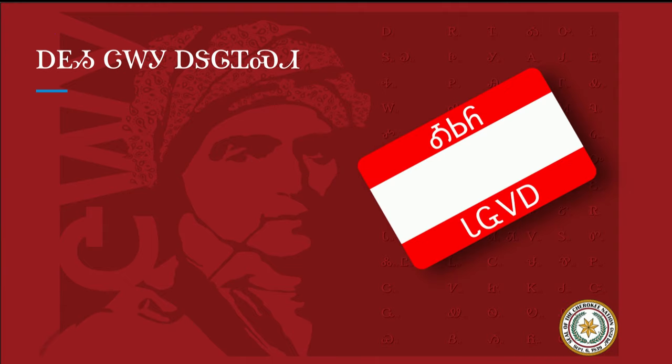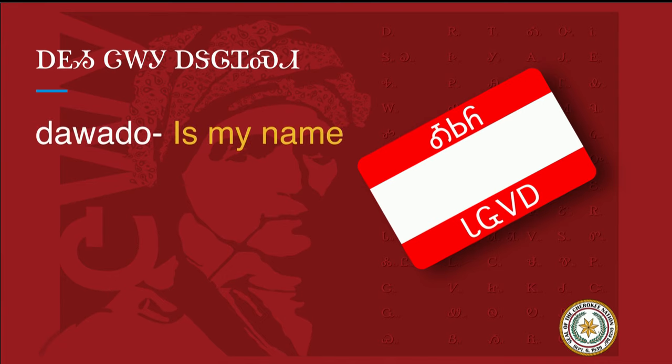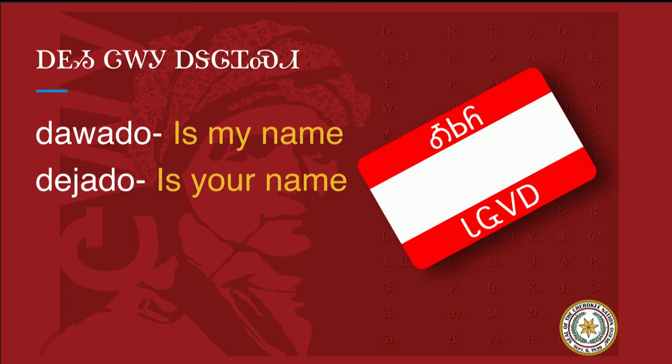The first thing that usually happens when you encounter a Cherokee speaker is they will ask you your name. So you will say, Dawadon. I will say, Wade Blevins, Dawadon. Wade Blevins is my name. Usually they will ask you, Gato Usti Dejaton. Gato Usti means what. Dejaton means is your name. Now there are lots of different ways to say this depending on your community. Sometimes they'll say Gato Usti Dejaton, sometimes Do Dejaton, sometimes Do Usti Dejaton, sometimes Gato Dejaton. But all of that means what is your name.